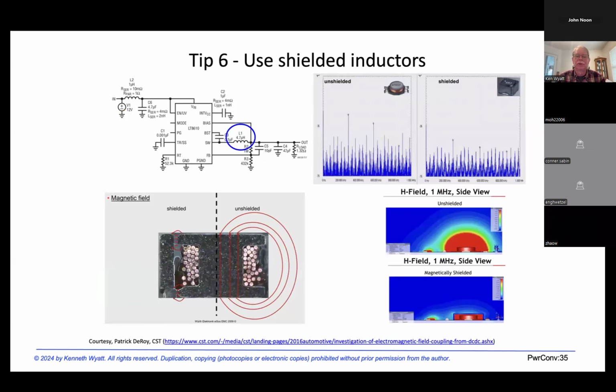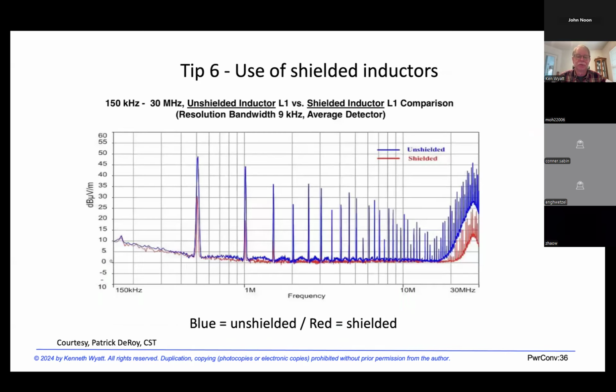Tip 6, we want to use shielded inductors. Basically, if you can see the windings, it is not shielded. My colleague Patrick DeRoy, while he was at CST, did some simulations on that, and you can see the simulation in the lower right. So use a shielded inductor. This is, again, a difference between shielded and unshielded as far as the EMI. Unshielded is in the blue, shielded is in the red. And you can see as you increase in frequency, there's more and more of a difference.